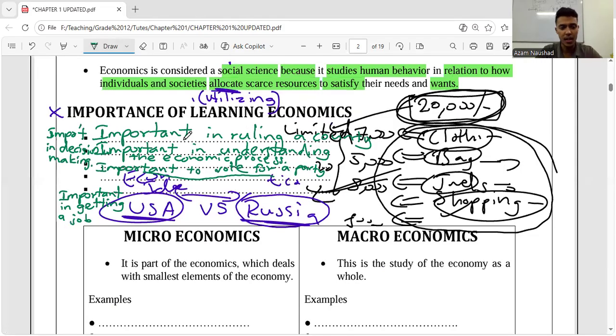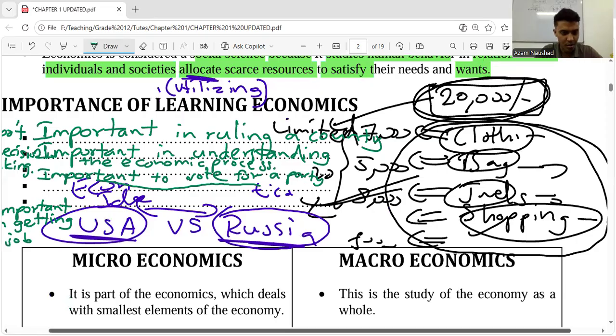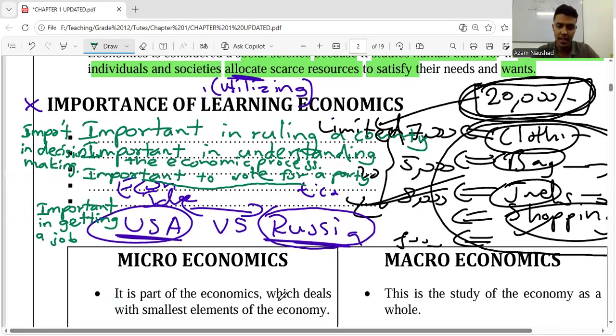So my notes are not clear, so let me dictate the notes. First one, important in ruling a country. Second one, important in understanding the economic process. Third one, important to vote for a party. Fourth one, important in getting a job. The last one, important in decision making.